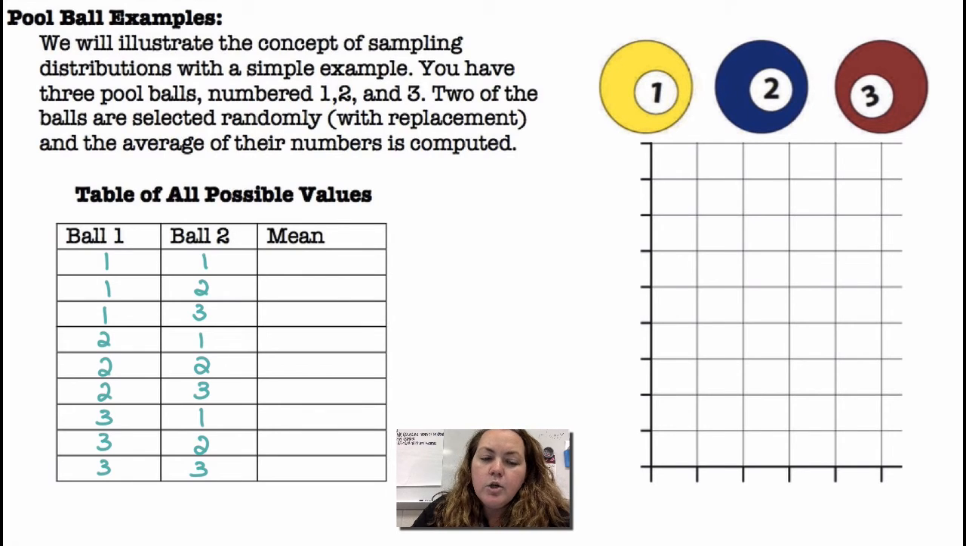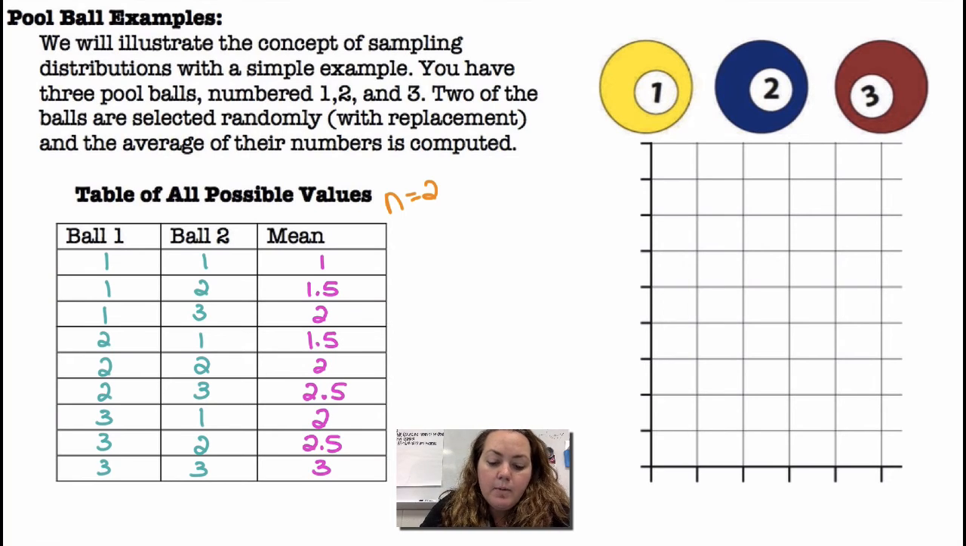Now the mean. For the first combination, 1 then 1, 1 plus 1 is 2, divided by 2 is 1. My sample size n is 2. That's the size of the samples I'm pulling. My next mean, 2 plus 1 is 3, divided by 2 is 1.5. 3 plus 1 is 4, divided by 2 is 2. So I'm calculating my statistic, which is my sample mean. The sample means that I'm finding are x bar values.